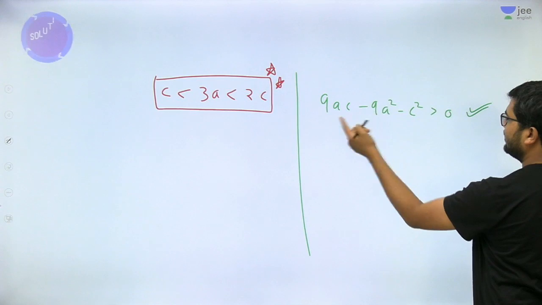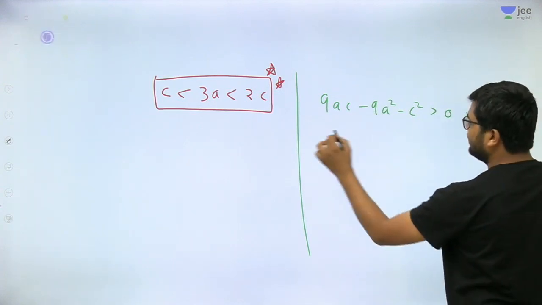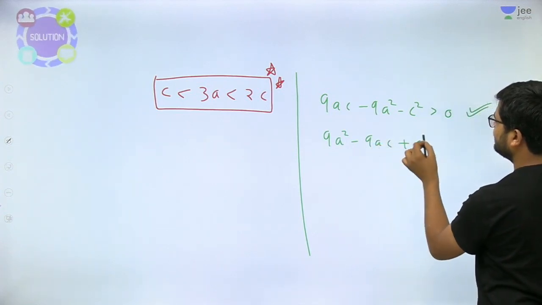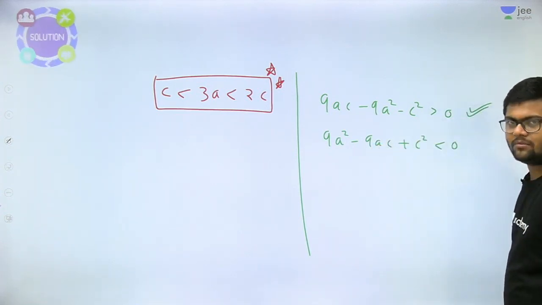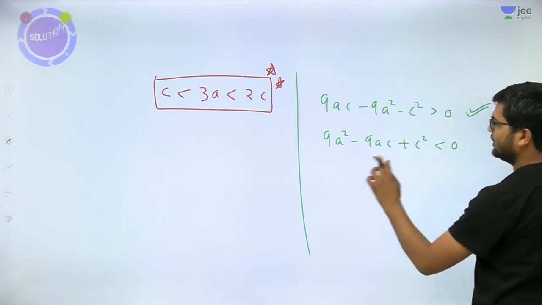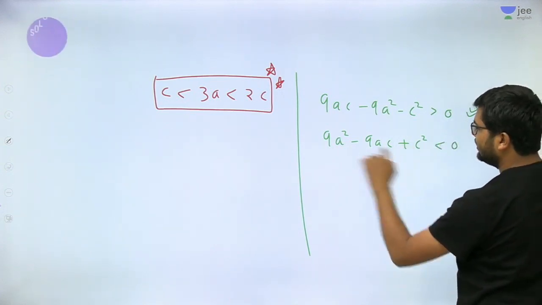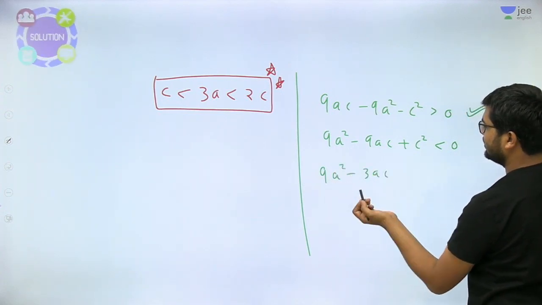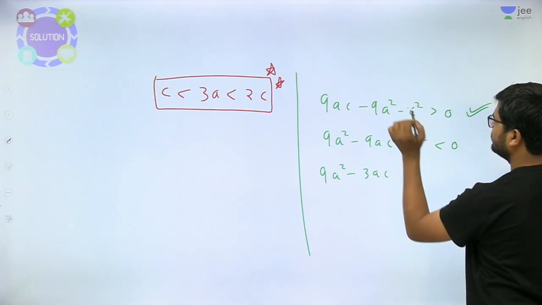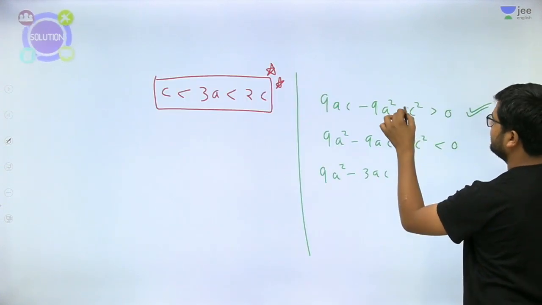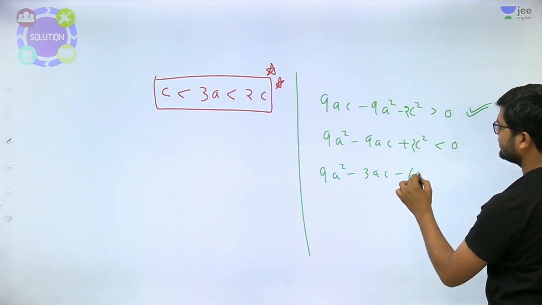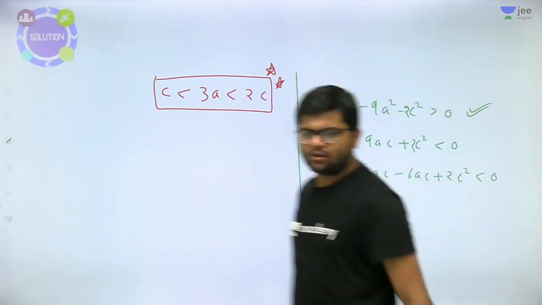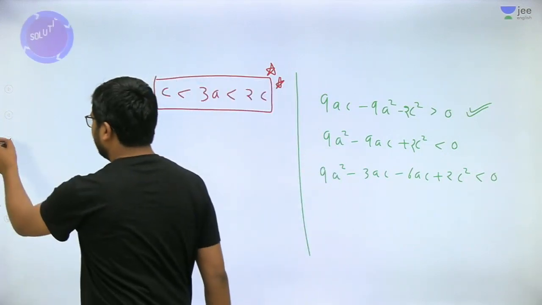So greater than 0. Now multiply this equation by negative. It will become 9a square minus 9ac plus c square less than 0. Yes or no? Therefore, now factorize this one: 9a square minus 3ac, sorry, 2c square, it is 2c square, minus 6ac plus 2c square is less than 0. Getting my point or not? Wonderful, students.